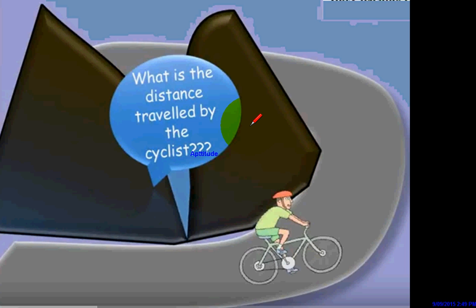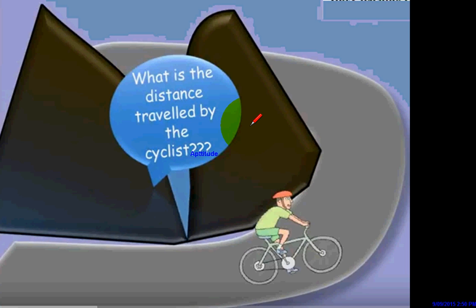And the third scenario is, there is a cyclist who travels round the hill. Now we know the speed as well as the time taken by the cyclist. So we need to calculate the distance traveled by the cyclist, because we know the other two variables, namely the speed and the time. So these are the three kinds of problems which we come across in this topic.